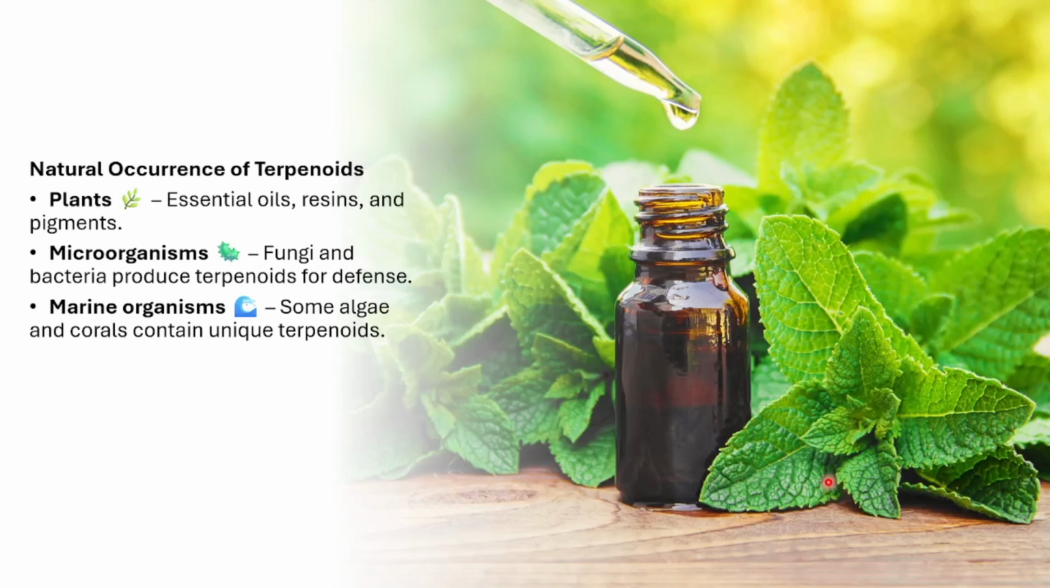Natural occurrence of terpenoids: we have already discussed that terpenoids are present in different plants, animals, and microorganisms. In plants, essential oils, resins, and pigments are examples of terpenoids. Essential oil is used for aromatherapy, resins are helpful for wound healing of the plant bodies and also act for defense purposes of the plant body, and pigments are responsible for the color of the plant body and the fruits and vegetables. Among microorganisms, fungi and bacteria produce different types of terpenoids helpful for defense. Marine organisms, some algae and corals, contain unique terpenoids, which are also very important and helpful for defense.